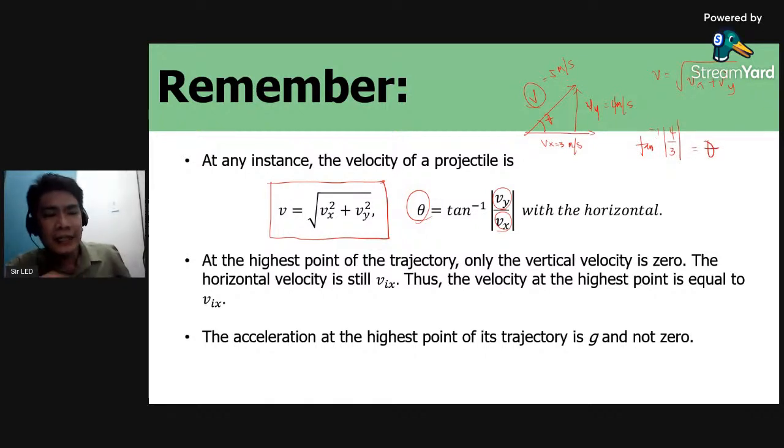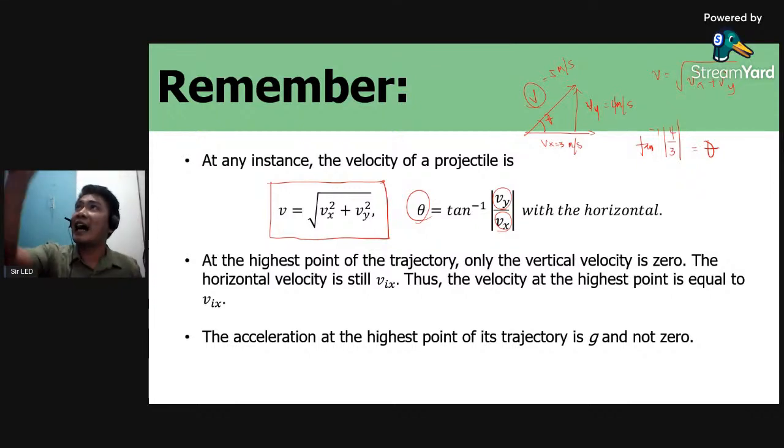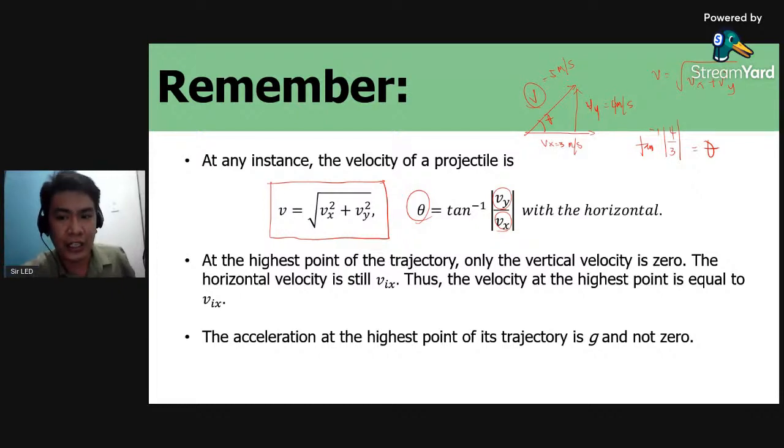Okay, next, at the highest point of the trajectory, only the vertical velocity is 0. As I said, the horizontal velocity is constant even at the highest displacement, at the maximum height; the horizontal velocity will not change. Only the vertical velocity is 0. The horizontal velocity is still v sub ix. Thus, the velocity at the highest point is equal to v sub ix.